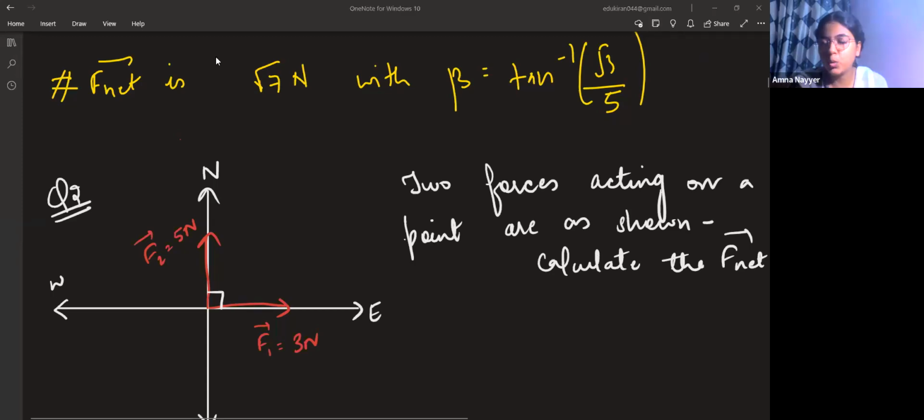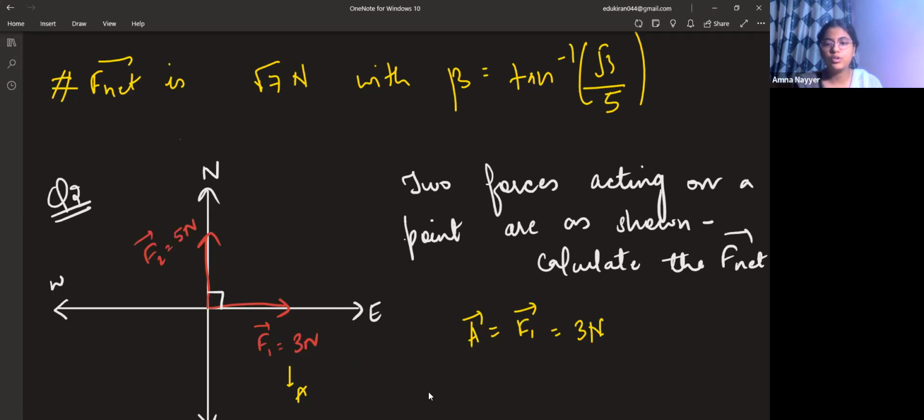Yes, class. Question 2. So two forces acting on a point are shown. So this is the point where both the forces are acting. F1 is 3 Newton, F2 is 5 Newton. You have to calculate the net force. So see, let's say this is our vector A. A vector, I have taken F1 force, which is 3 Newton. So B will become F2 force, which is 5 Newton, right? This also I have mentioned.